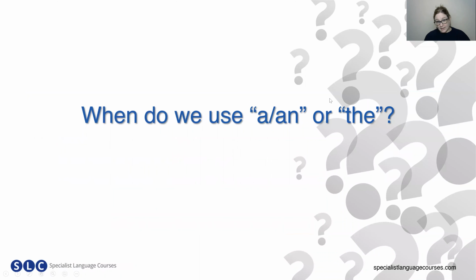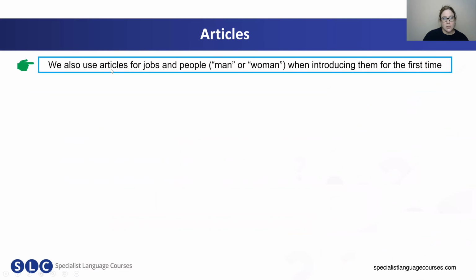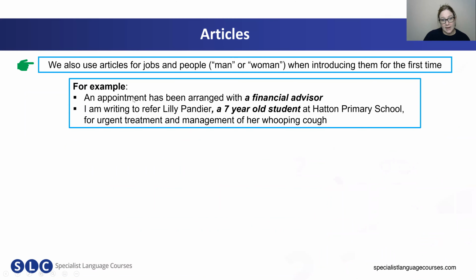So when do we use a and an, and when do we use the? So we use articles for jobs and people, as in a man or a woman, when we introduce them for the first time. For example, an appointment has been arranged with a financial advisor, and it means one here. I am writing to refer Lily Pandya, a 7-year-old student at Hatton Primary School. Okay, so we're introducing the patient here or the job.